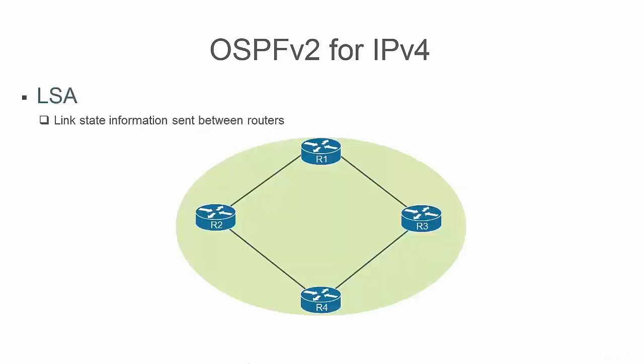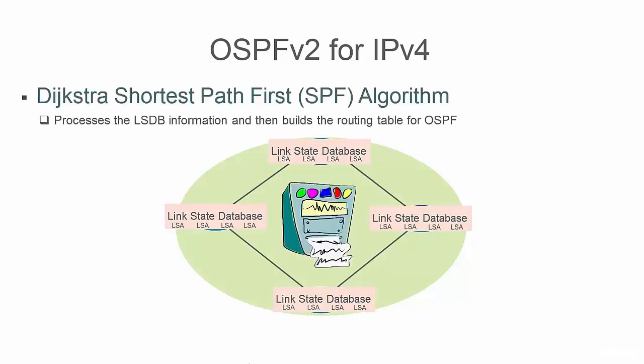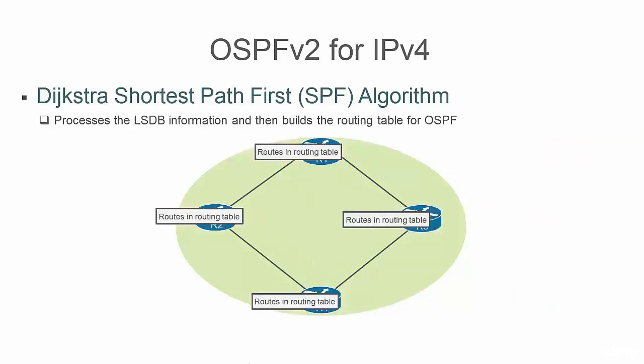To build an OSPF topology, link state advertisements are sent between the OSPF routers to build link state databases. Once the link state database is filled with routing information, then the Dijkstra SPF algorithm is used to process the link state database information to build the routing table.